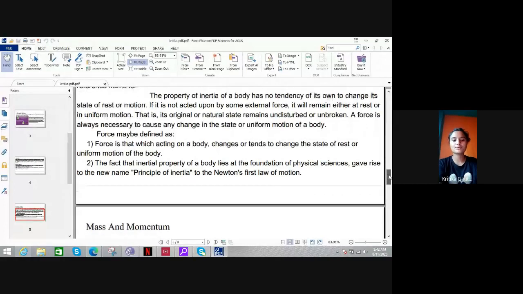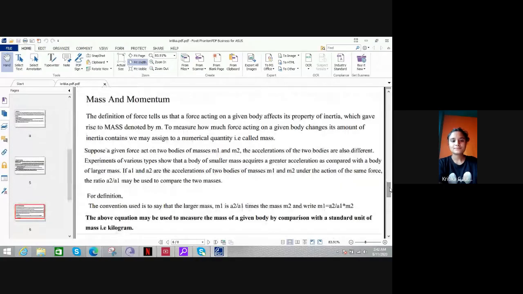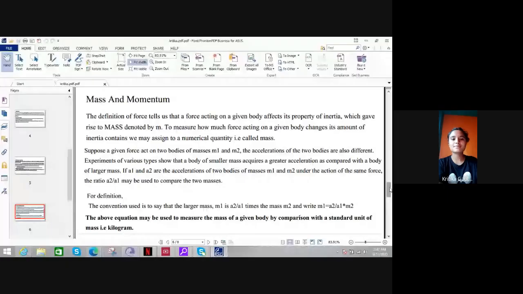Now, mass and momentum. The definition of force tells us that a force acting on a given body affects its property of inertia, which gives rise to mass, denoted by small m. To measure how much inertia a body contains, we may assign to it a numerical quantity that is called mass.